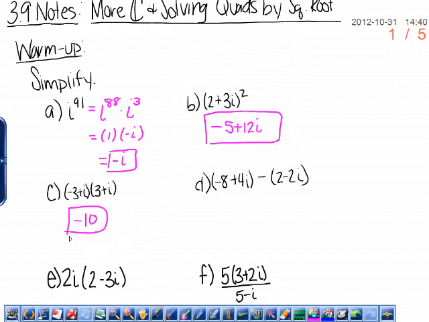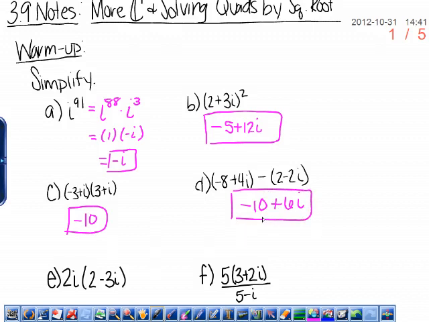Any questions on that one? You mean to work it? Well, I wouldn't, i squared. Sure. We okay on C? Okay, D, you should have gotten negative 10 plus 6i.